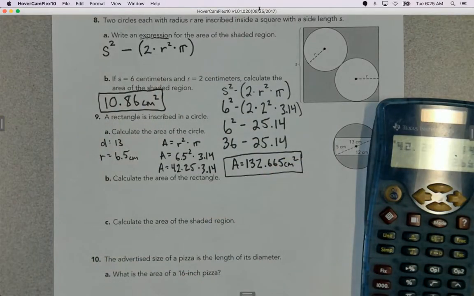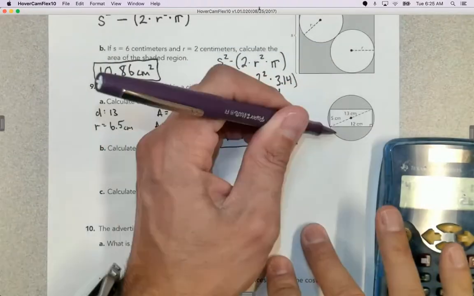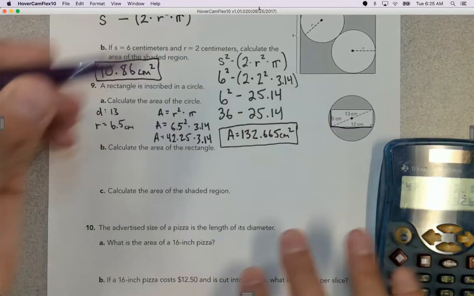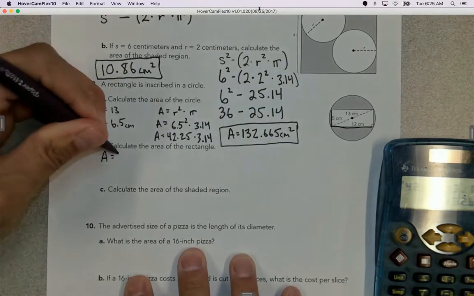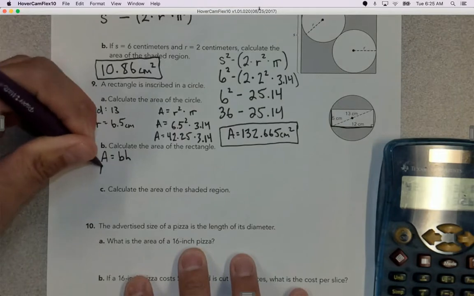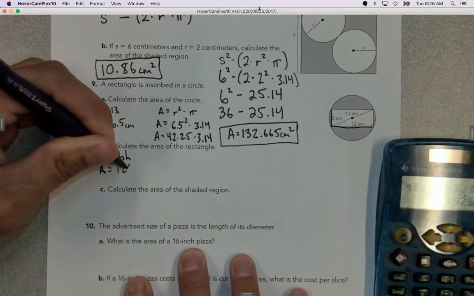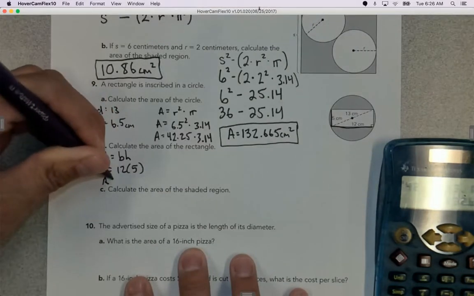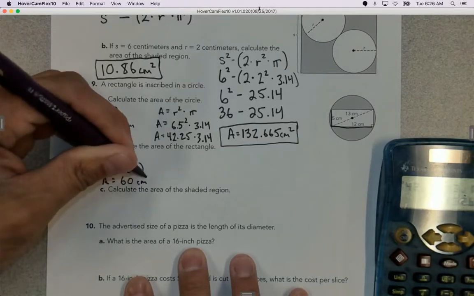The area of the rectangle has a base of 12 and a height of 5. So rectangle is base times height. Rectangle is 12 times 5. The rectangle is 60 centimeters squared.